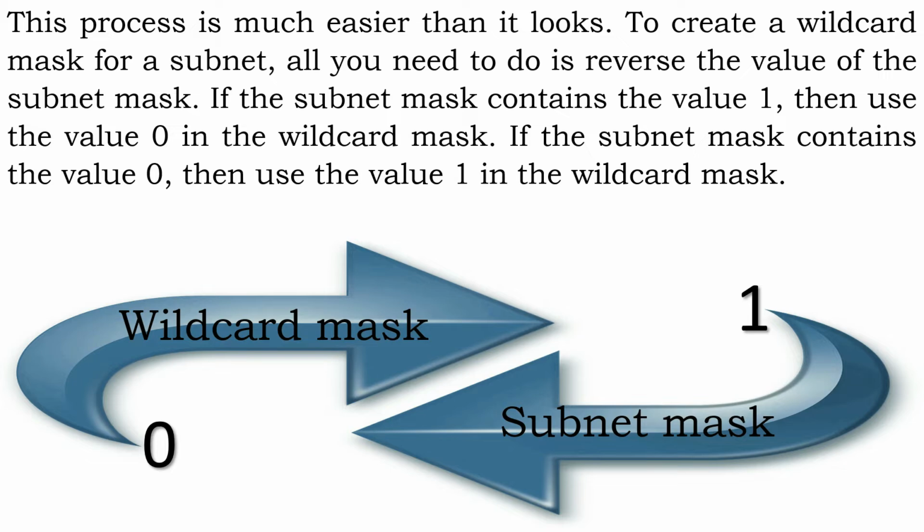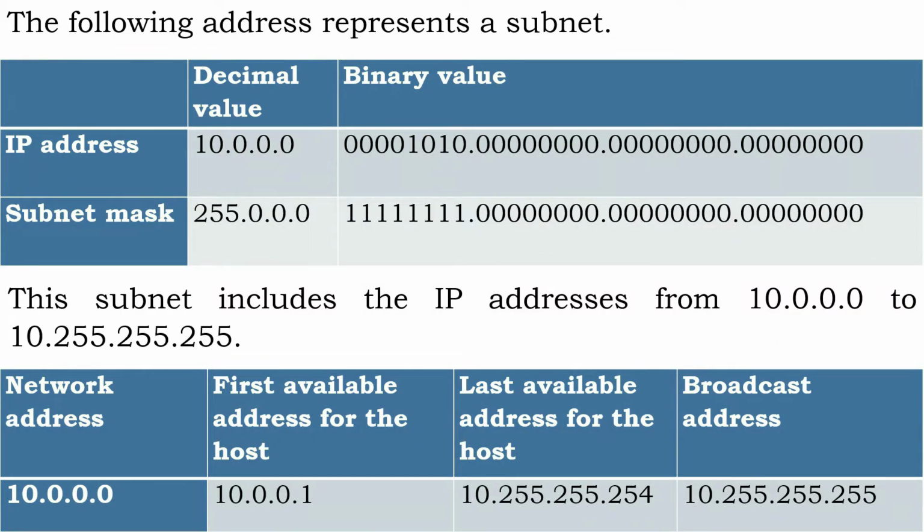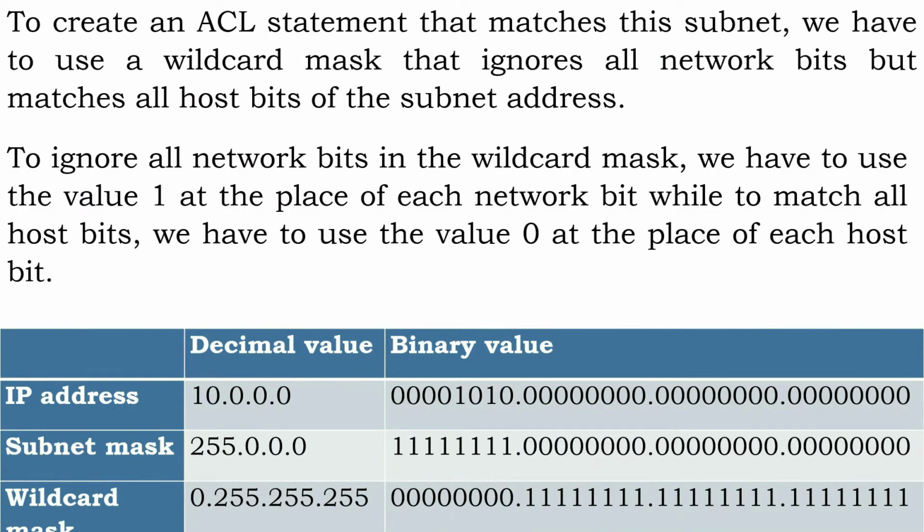Let's take an example. The following address represents a subnet. This subnet includes the IP addresses from 10.0.0.0 to 10.255.255.255. To create an ACL statement that matches this subnet, we have to use a wildcard mask that ignores all network bits but matches all host bits of the subnet address. To ignore all network bits in the wildcard mask, we have to use the value 1 at the place of each network bit, while, to match all host bits, we have to use the value 0 at the place of each host bit.